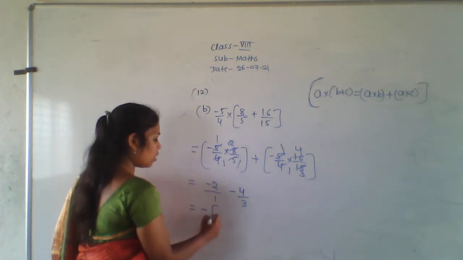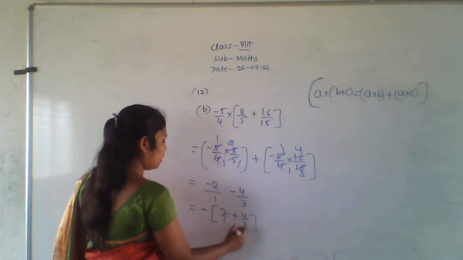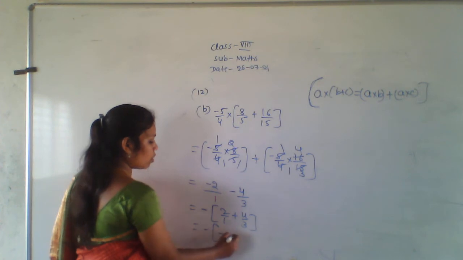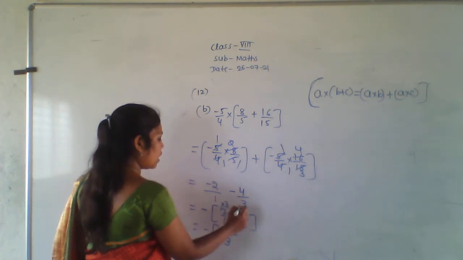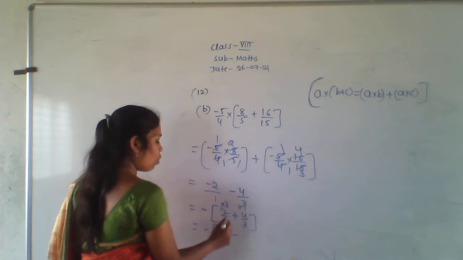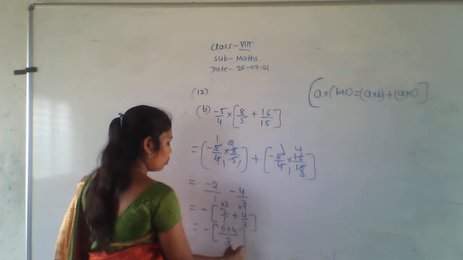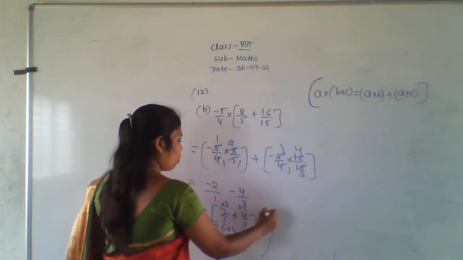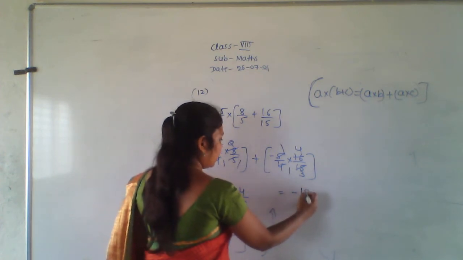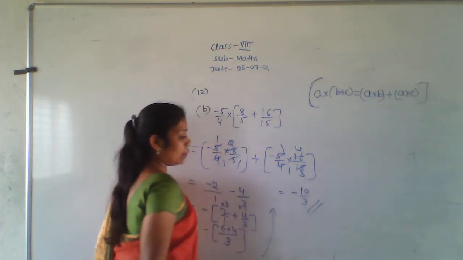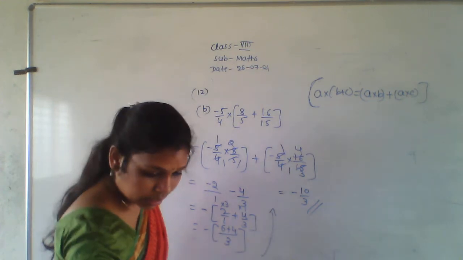So take a minus outside here, 2 by 1 plus 4 by 3. Now take the LCM. Minus of, what is the LCM here? 1 and 3, 3 is the LCM. Here 1 threes are 3, 3 ones are 3. 2 threes are what? 2 threes are 6. Here 4 ones are 4. Right? So what is the answer we got here? That is equal to minus 6 plus 4 is 10, 10 by 3. Minus 10 by 3 is the answer. Minus 10 by 3. Okay?